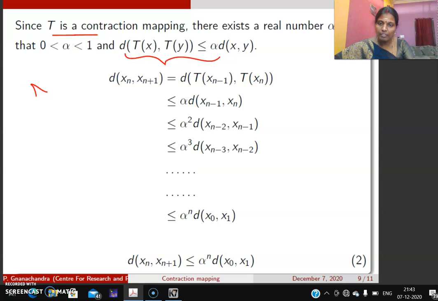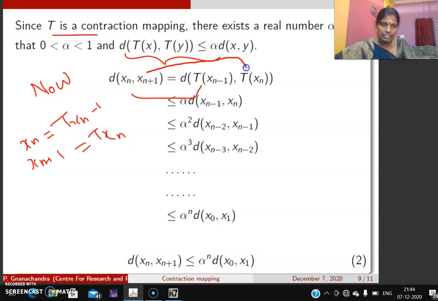Now I'm going to find the value of d(xn, x_{n+1}). Guys, I already assumed that xn equals T(x_{n-1}), and x_{n+1} equals T(xn). So iteratively we apply this: xn is T(x_{n-1}), x_{n+1} is T(xn). Now using the contraction definition, the distance between T(x) and T(y) is less than or equal to alpha times the distance between x and y. Here the distance between T(x_{n-1}) and T(xn) is less than or equal to alpha times d(x_{n-1}, xn).